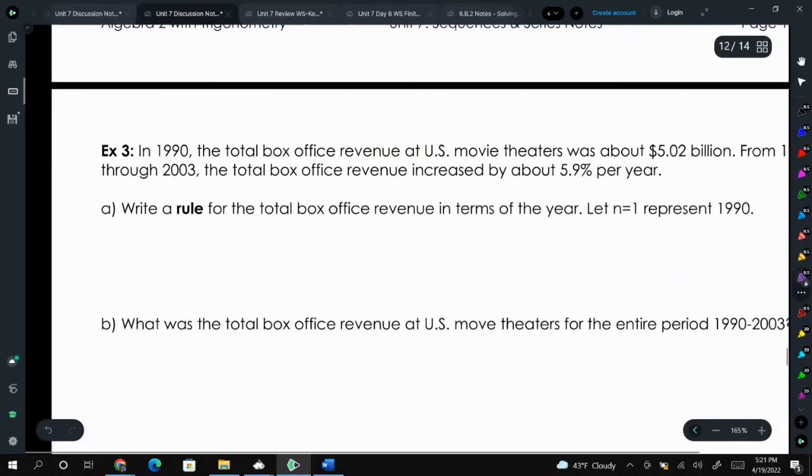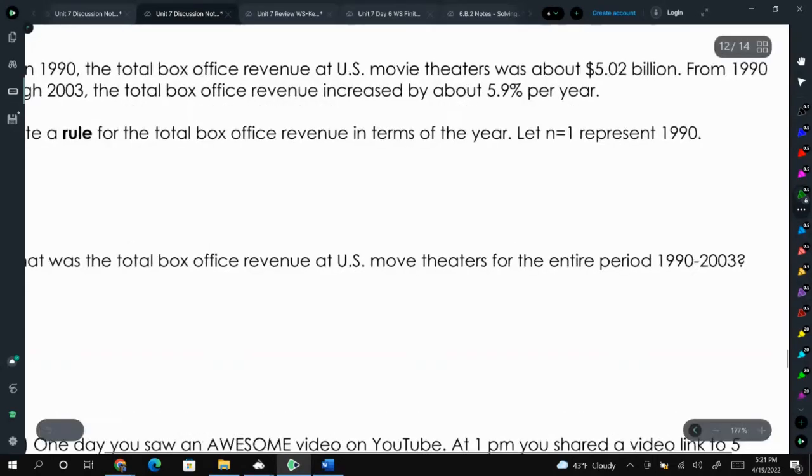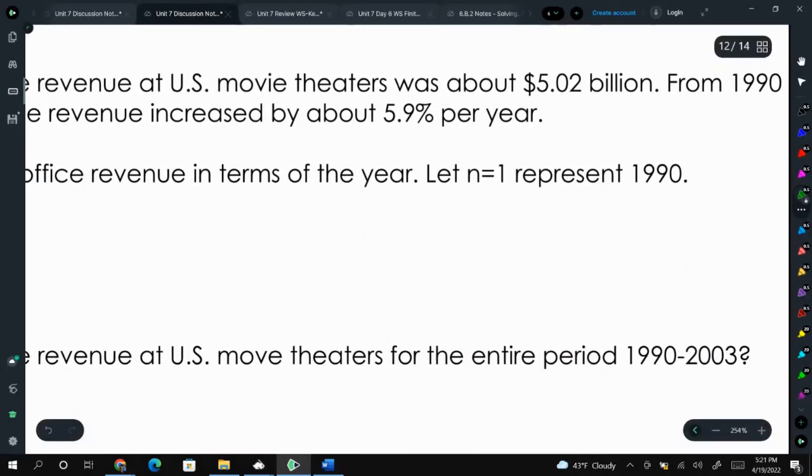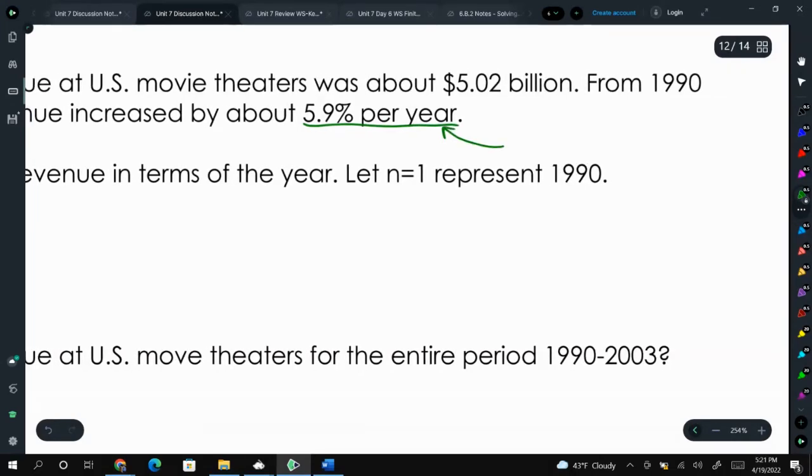Now, on the next page here, we have some word problems. So in 1990, the total box office revenue at U.S. movie theaters was about $5.02 billion. From 1990 through 2003, the total box office revenue increased by about 5.9% per year. What this tells us, this increasing by 5.9% per year, is that this is an exponential model, which means we are dealing with a geometric sequence.